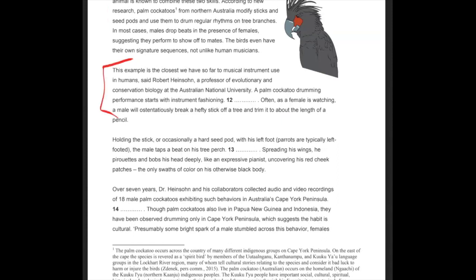This example is the closest we have so far to musical instrument use, right? This first sentence is talking about how similar these cockatoos are to the way that humans use musical instruments. A palm cockatoo drumming performance starts with instrument fashioning, right? Instrument fashioning is just a fancy word for making. So this is kind of your linking sentence. You have your A, and that's all about making the instrument.